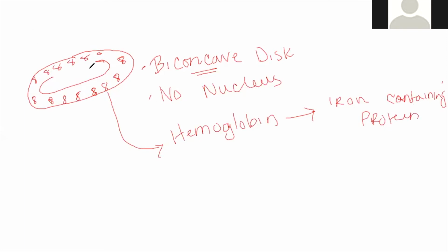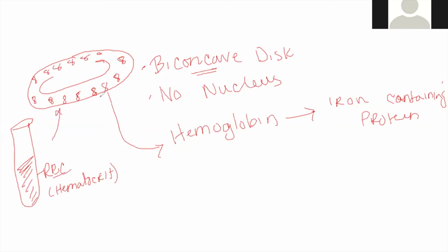All right. So to put this into perspective, we have our hematocrit. We're going to spin the blood, right? So this is the packed red blood cell volume. So we have the hematocrit. And when we take a look at these red blood cells individually, we see that they are just packed with these iron-containing proteins, which we know to be hemoglobin.